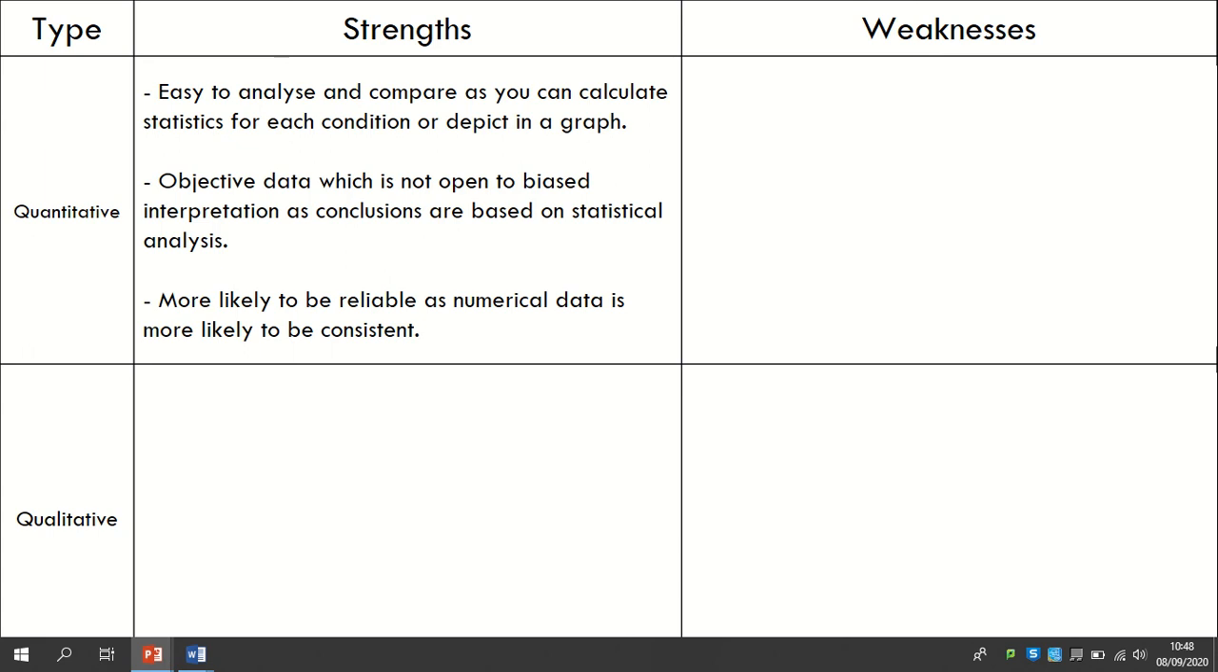And it's also more likely to be reliable, as numerical data is more likely to be consistent. So if they did a spot the differences puzzle one day, then the same one the next day, they may find the exact same differences. So that makes it usually more reliable and consistent.